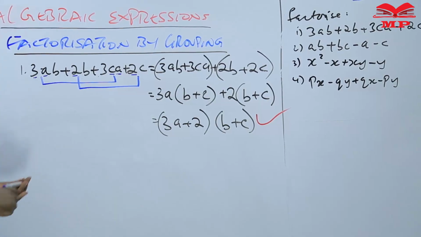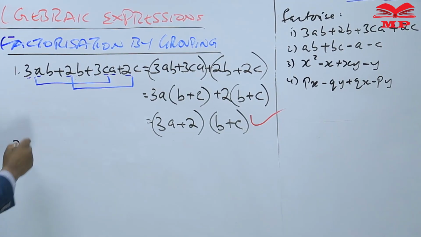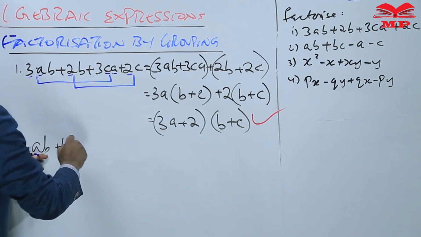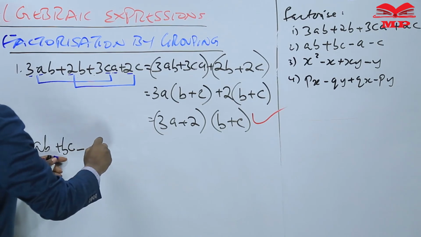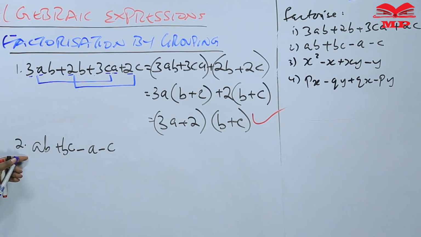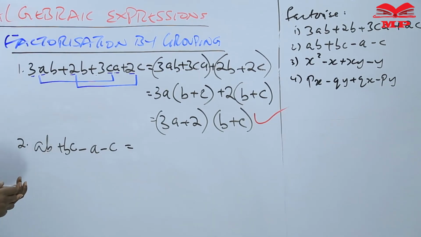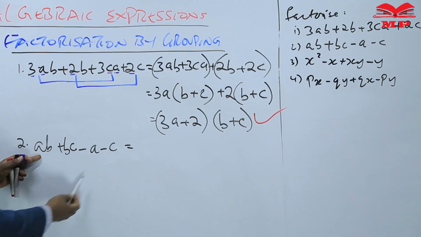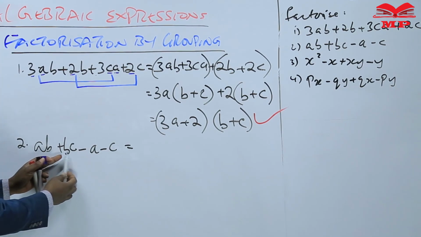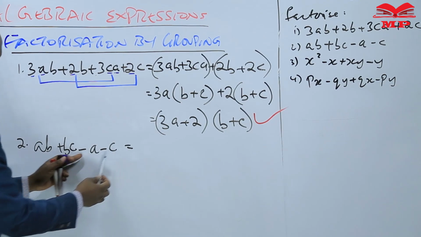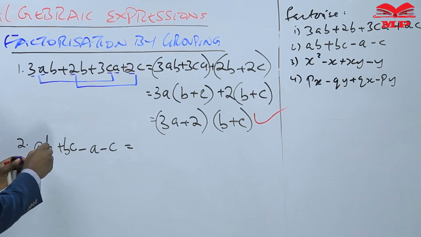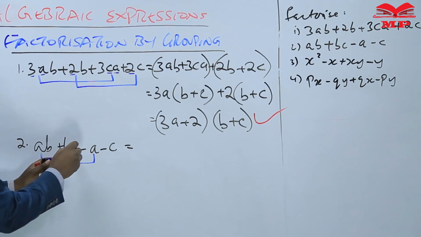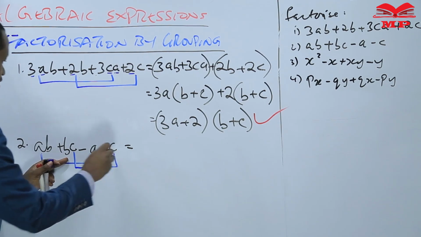How about question 2? Let's do question 2: ab plus bc minus a minus c. Do you have common factors? There's nothing common here. We have ab here and bc, we have a and c. So these 2 can be grouped because of this a. Then because of that c, we can group these other terms.